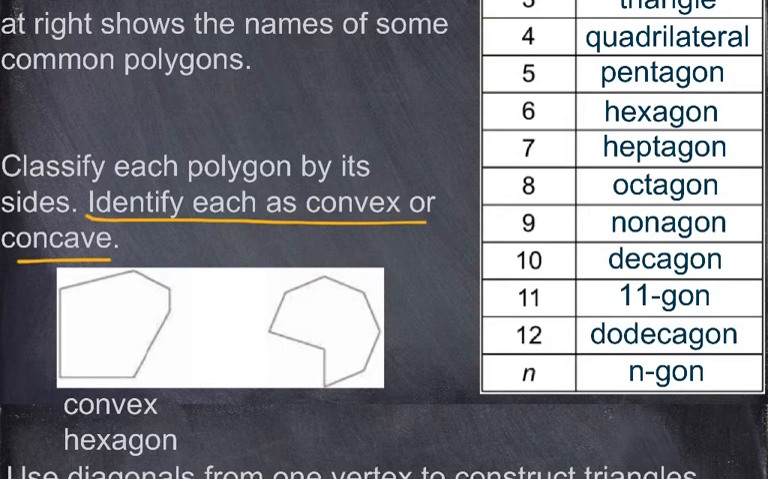Now this last example, we have 1, 2, 3, 4, 5, 6, 7, 8. So in this case it's an octagon, but since we can connect on the outside, it's going to be concave. So again, this is a concave octagon. Okay? So that's how you classify by convex or concave, but also classify by the number of sides.